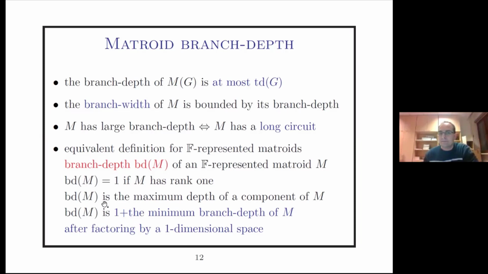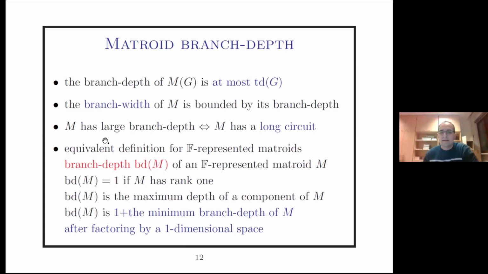And there are a couple of facts: the branch depth of a graphic matroid is at most the tree-depth of the graph, which one would like to have, because if one wants to think of the analog of tree-depth, it should somehow be related to matroids. The branch width, which is the tree-width analog for matroids, is bounded by the branch depth. So similarly to the relation of tree-width and tree-depth in graphs, we have again a more restrictive parameter here.